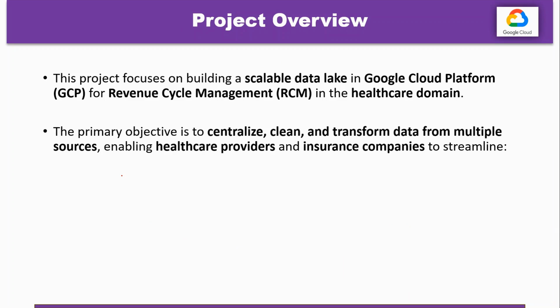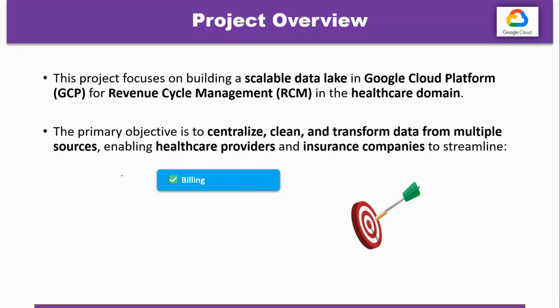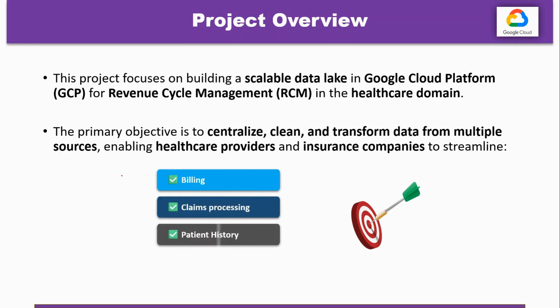They wanted to streamline the processes. For example, they may have data coming from multiple data sources, from multiple hospitals. So they wanted to centralize the data into one single location, clean this data and transform the data from these multiple data sources so that they can streamline the billing process, the claims processing, or the patient's history. They can understand the entire history of one patient and properly track the revenue also. If they streamline this entire process like billing, claims, patients, or revenue tracking, it will be easy for them to manage everything.